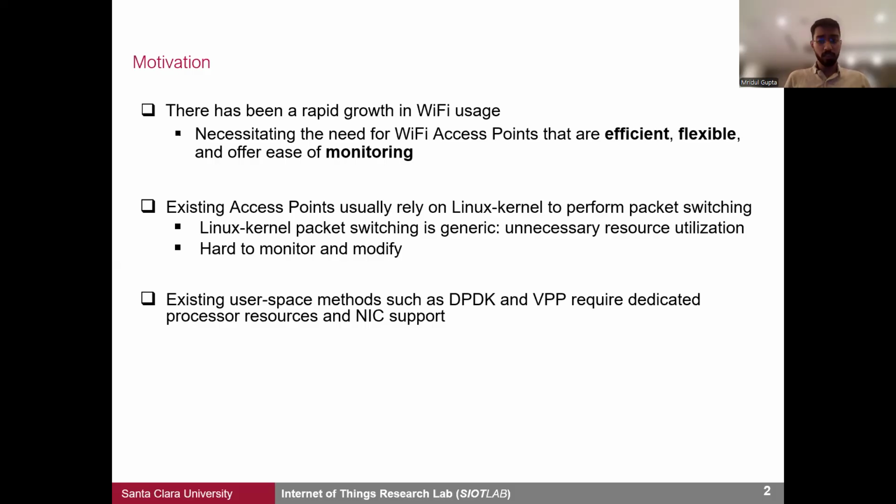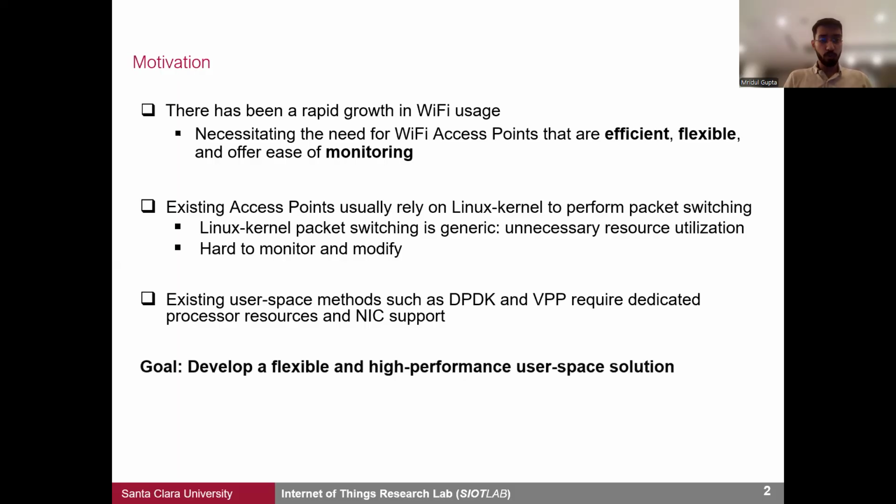Hence, we need to look at methods that would rather utilize the user space for packet processing. Current user space methods, such as the Data Plane Development Kit and Vector Packet Processing, require a high amount of processor resources and also require NIC support. Therefore, our goal in this paper is to introduce a user space based architecture that does not require explicit NIC support, is easy to modify and monitor, and at the same time is efficient and high performing.